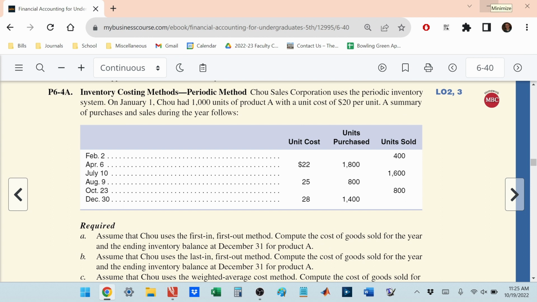In this video, I'm going to go through a problem from Chapter 6 to illustrate how to apply the FIFO, LIFO, and weighted average cost methods, both in the situation where the company uses a periodic inventory system, right here in this problem, and in the situation where the company uses a perpetual inventory system. So for that, we'll do this problem again, but assume that they're using the perpetual system.